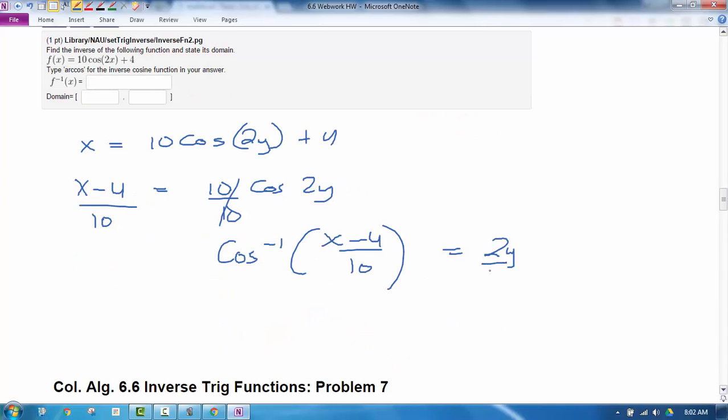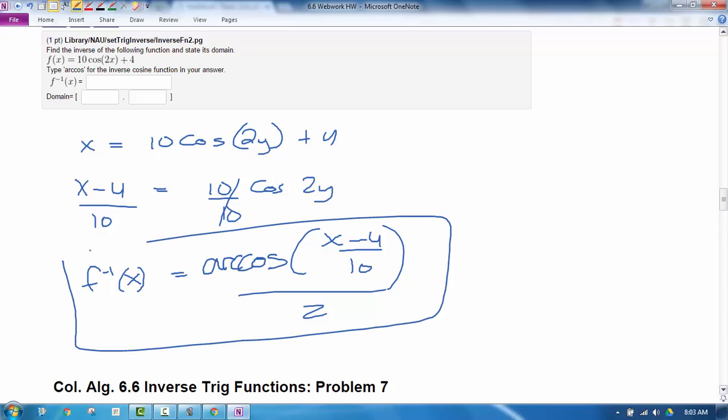Now just divide both sides by 2. And there's my answer right there for the inverse, which I'll write as f inverse of x. And then I'll also get rid of this and use arc cosine. So this is what I'm going to have to enter in.